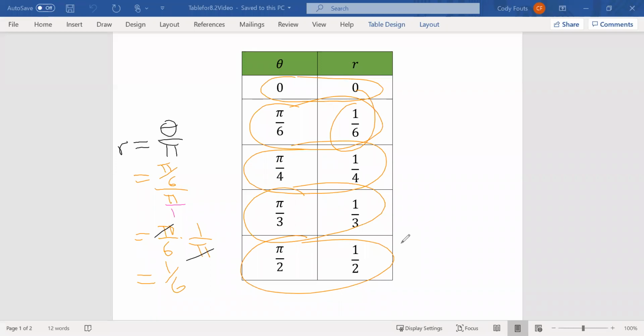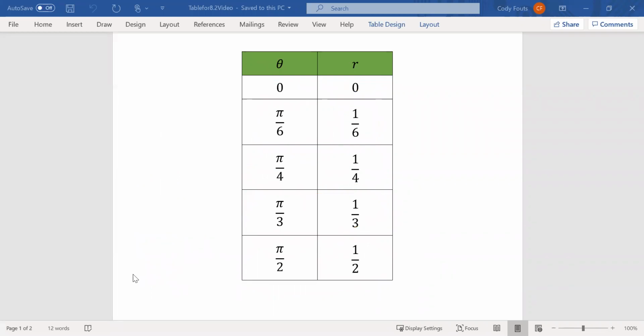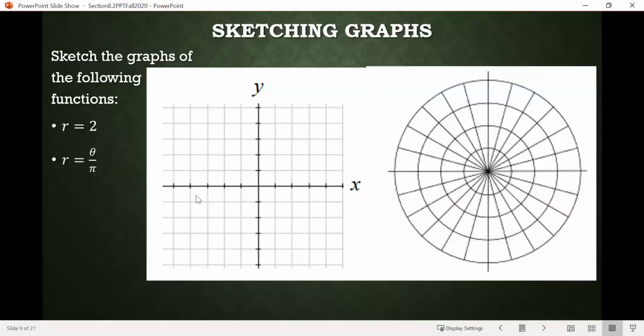So this is where these numbers come from, and you could check through that we get the same thing for that I have here with pi over 4, pi over 3, and pi over 2. Okay, so we'll go back to our graph now, and we're going to plot these points and see what we get. Let me do that.